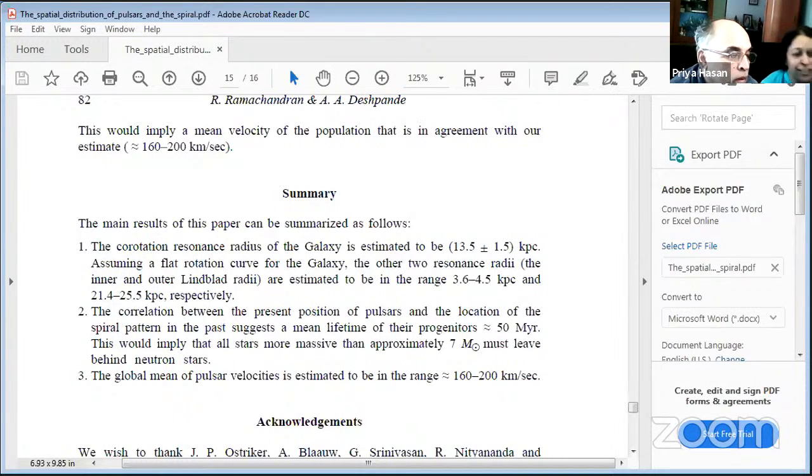Or maybe we can just rephrase it: what kind of simulations have you done with pulsar data? Let's do that. Okay, yeah.